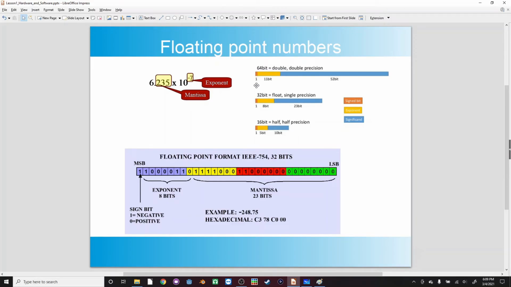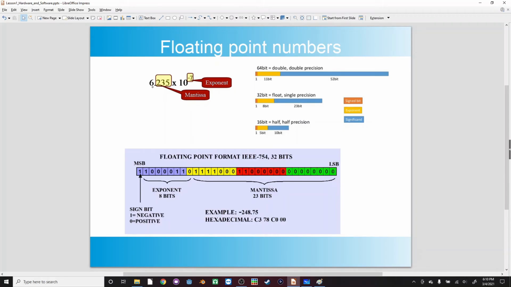This is how a decimal number is represented in binary. The very leftmost bit is the sign bit. I don't think there's any such thing as an unsigned floating point variable. Then the next 5, 8, or 11 bits are used as the exponent up here. And the last part is called the significand. Don't worry about mantissa. It's this part, right? 6,235. The decimal is going to be here, but it's just 6,235.